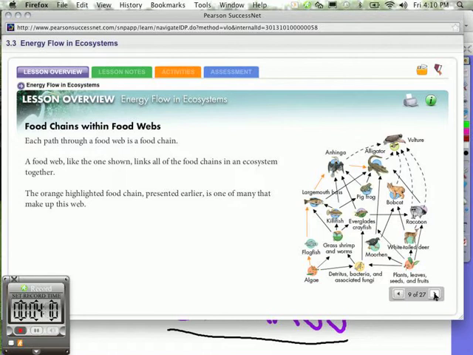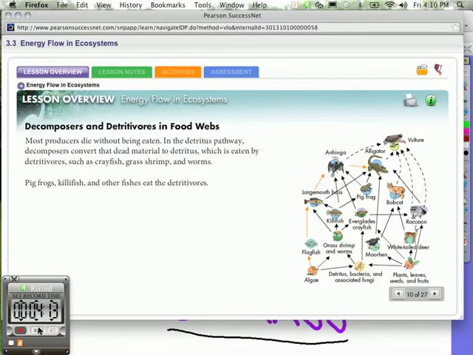Decomposers and detritivores. The word here is detritivores. In food webs, most producers die without being eaten. In the detritus pathway, decomposers convert that dead material to detritus, which is eaten by detritivores such as crayfish, grass shrimp, and worms. Pig frogs, killifish, and other fishes eat the detritivores, and thus that starts a new food web or a new food chain.